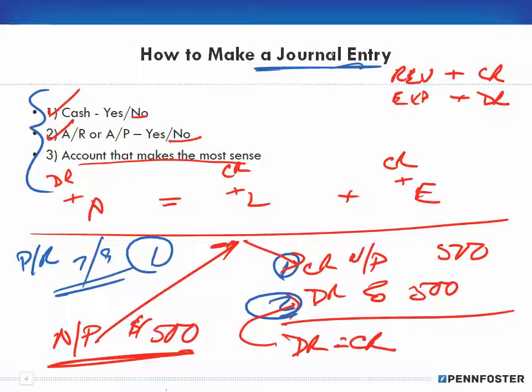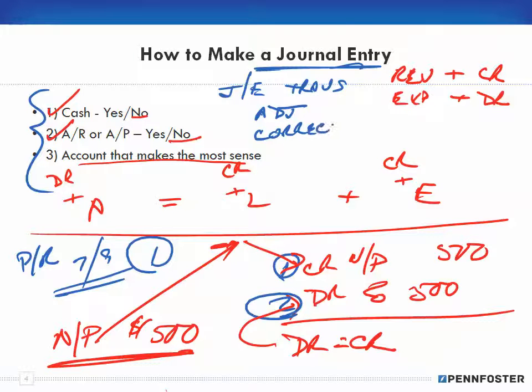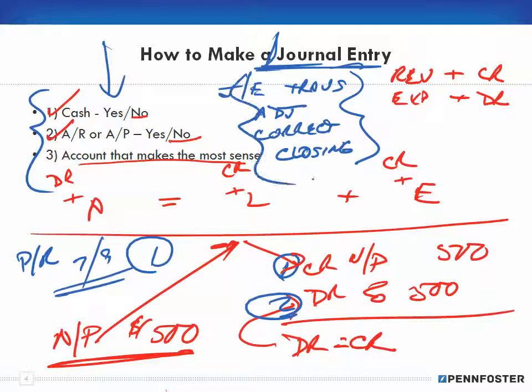I'm talking about making a journal entry, but there's more than one kind of journal entry. There's a journal entry that you make for your transactions in the normal course of your business, but you also have adjusting journal entries. You also have correcting journal entries. You also have closing journal entries. But regardless of which one it is, a journal entry is a journal entry, and the same thought process can be applied to whatever type you have.